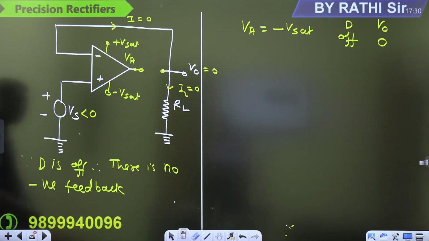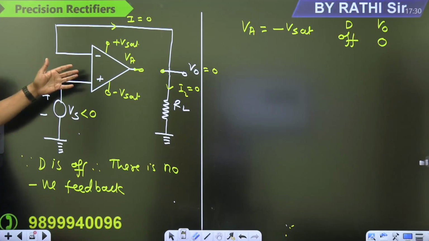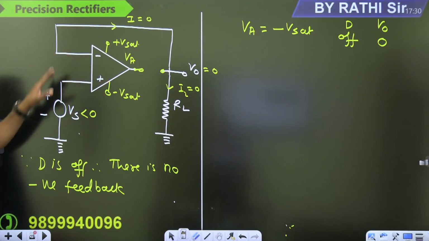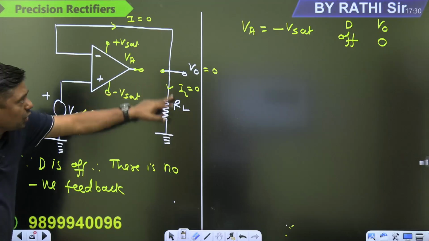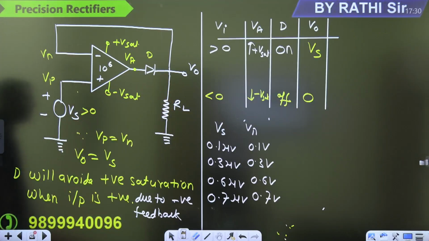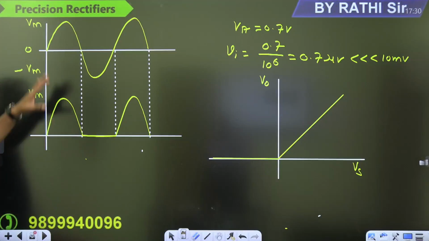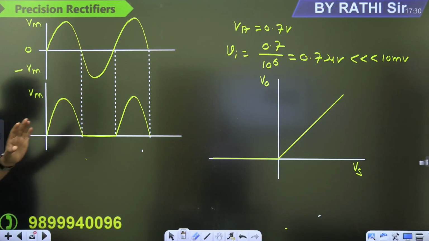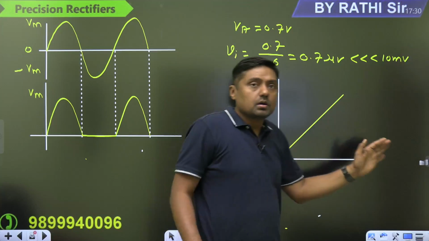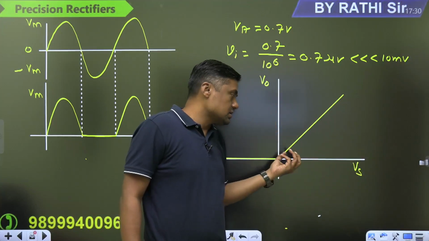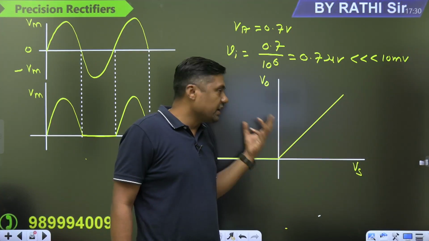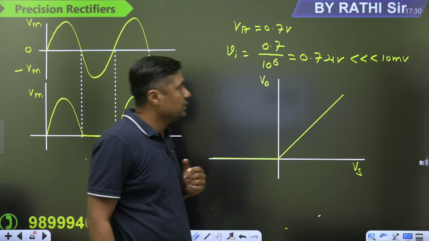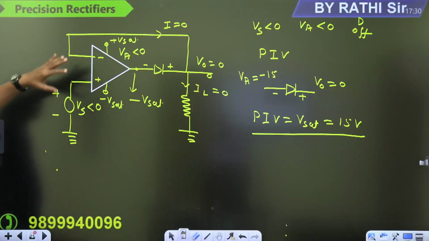Then during the negative half, the diode is off. The input is negative. There is no negative feedback. The op-amp will go into saturation. This point is saturated. But what is V0 here? 0. During the negative half, there is no output. And we are getting this type of curve. For the positive half, there is output. For the negative half, there is no output. And that is the transfer characteristic, right? And it is just like an ideal circuit. It is the transfer characteristic for a precision rectifier, so that it can rectify the signal in the range of millivolt. Then that is the diode, right?